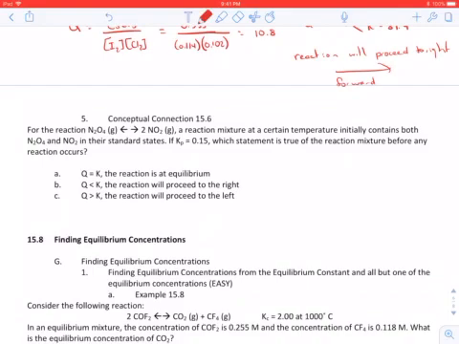So the last thing here, for the reaction N2O4 going to 2NO2, a reaction mixture at a certain temperature initially contains both N2O4 and NO2 in their standard states. If Kp equals 0.15, which statement is true for the reaction mixture before any reaction occurs?